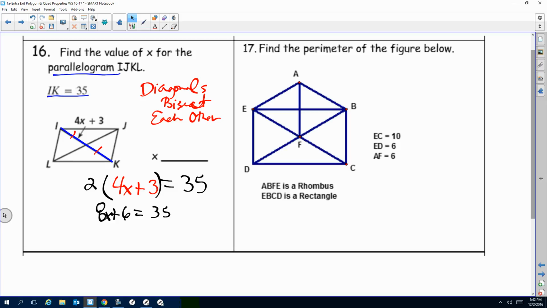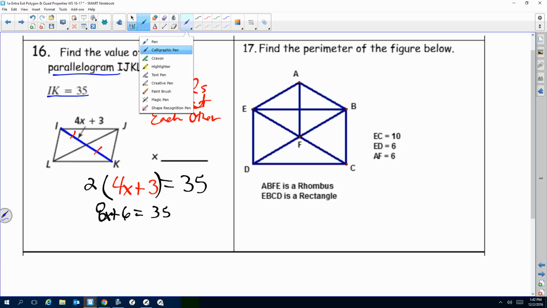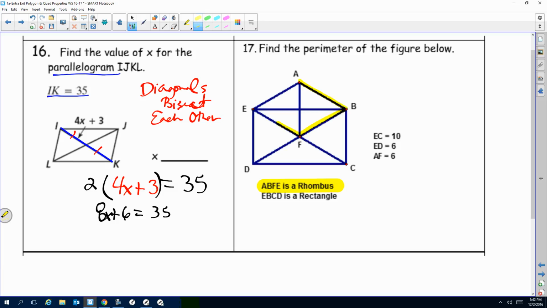All right, now, we got to do this one together because there's two shapes. I need you to see there's two shapes. I'm going to highlight them. So ABFE, I'm going to do that one. This right here is the rhombus, okay? That shape is overlapping or kind of intertwined with our rectangle, okay?